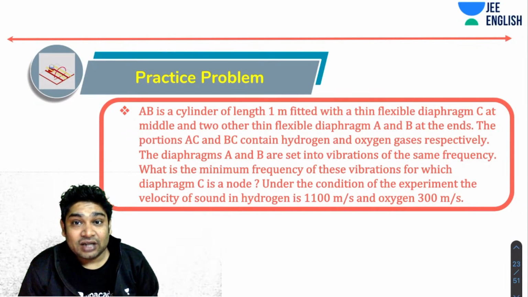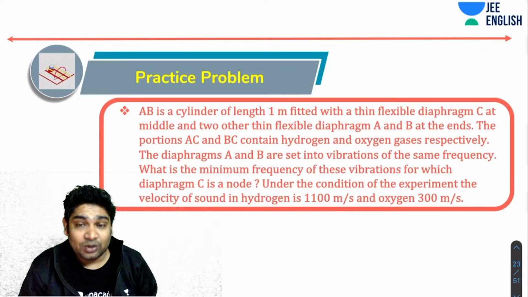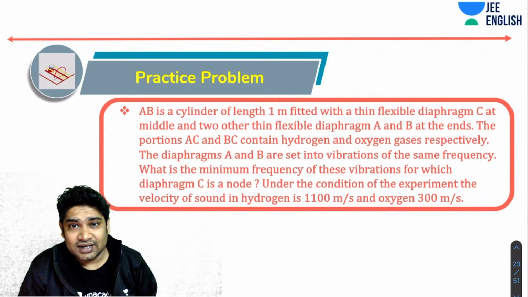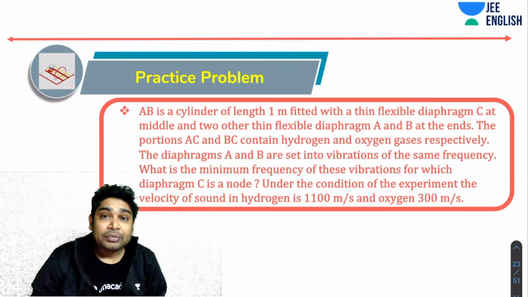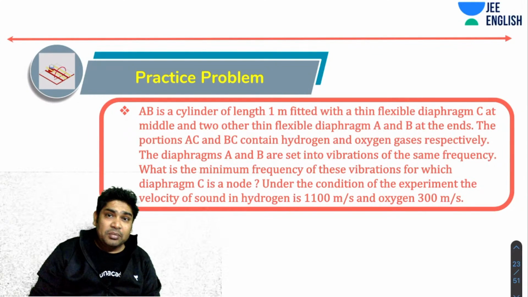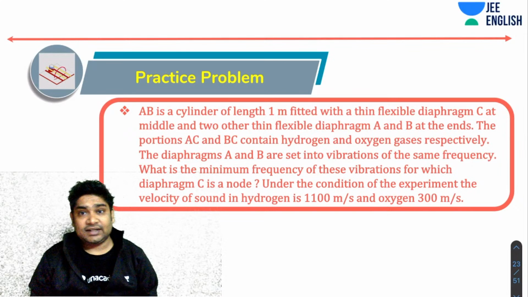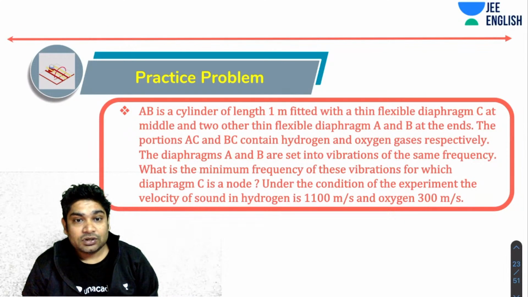The question says the portions AC and BC contain hydrogen and oxygen gases respectively. The diaphragms A and B are set into vibrations of the same frequency. What is the minimum frequency of these vibrations for which the diaphragm C is a node? Under the conditions of the experiment, the velocity of sound in hydrogen is 1100 and the velocity of sound in oxygen is 300. So these wave speeds in the two columns have been told, and you have been asked for what minimum frequency there will be a node formed at C. Try and figure this out.